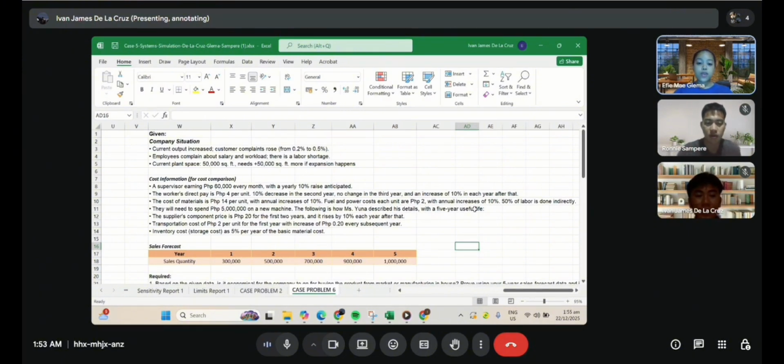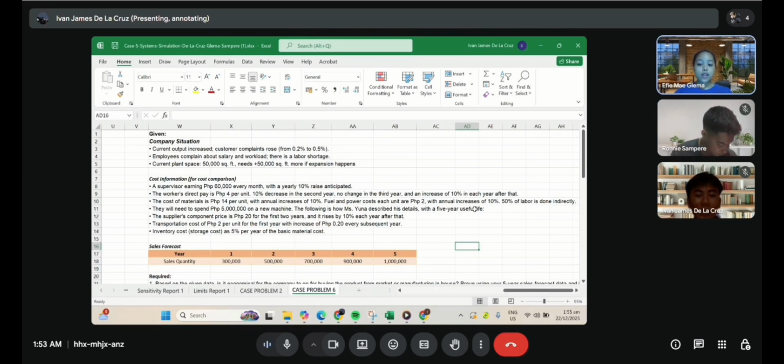The following is how Ms. Yuna describes these details with a 5-year useful life. The supplier's component price is 20 pesos for the first 2 years, and it rises by 10% each year after that. Transportation cost of 2 pesos per unit for the first year with an increase of 0.20 pesos every subsequent year. Lastly, inventory cost or the storage cost is 5% per year of the basic material cost.